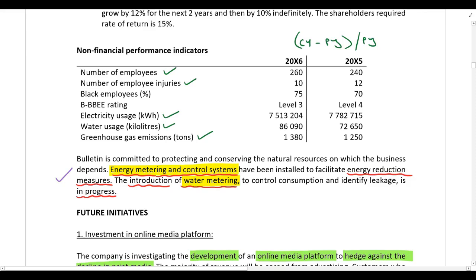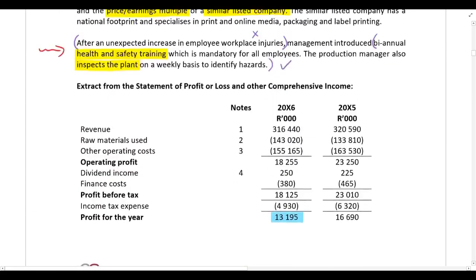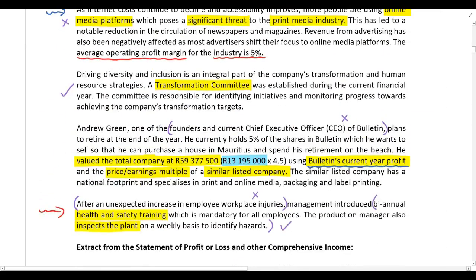Why are we seeing these improvements from the prior year to the current year? Remember, you were told that a transformation committee was established during the current year, and they are responsible for identifying initiatives and monitoring progress towards achieving the company's transformation targets. So within the first year of establishing this transformation committee, they have already achieved or made progress towards their transformation targets.